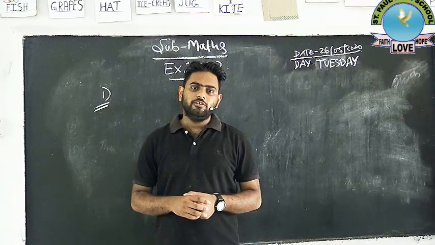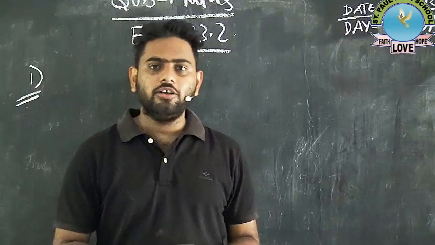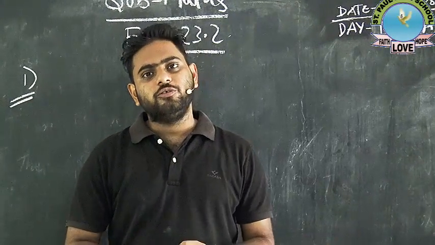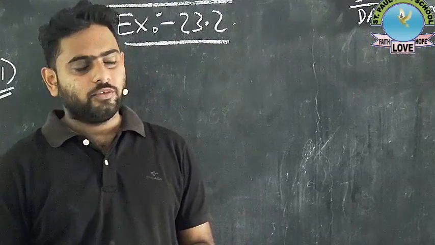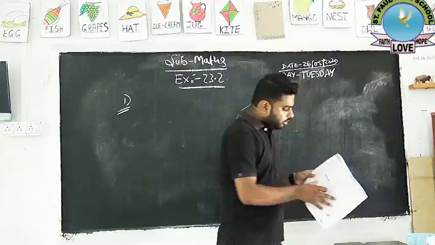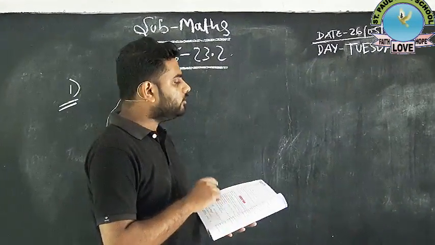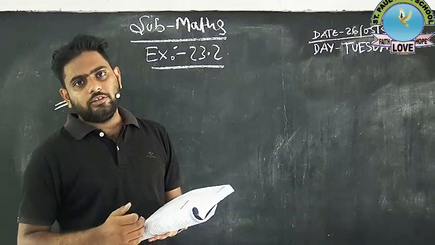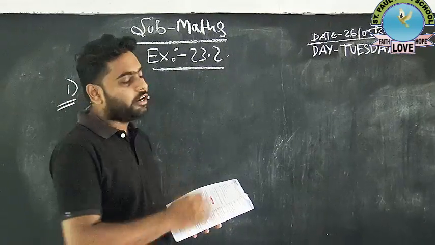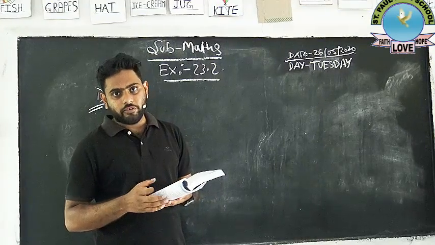In the last video we discussed exercise 23.1. Today we're going to do exercise 23.2. In the first question, there is a ladder in the window of our house. From now on you have to draw a diagram. If you don't draw a diagram, the questions will be very difficult.